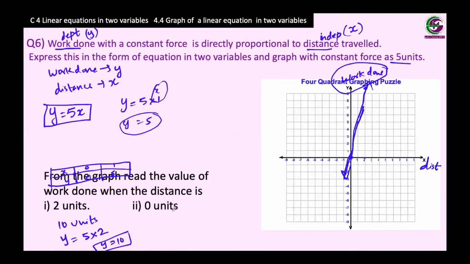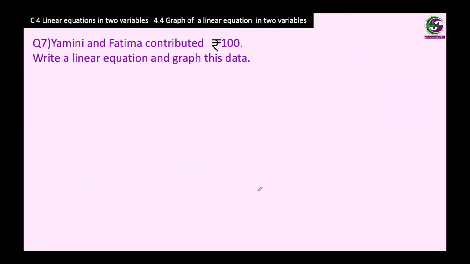And what will be the situation here? y is equal to 5 times 0. So it will be 0 units. So here work done will be 0 units. Great, let's move on to question 7.